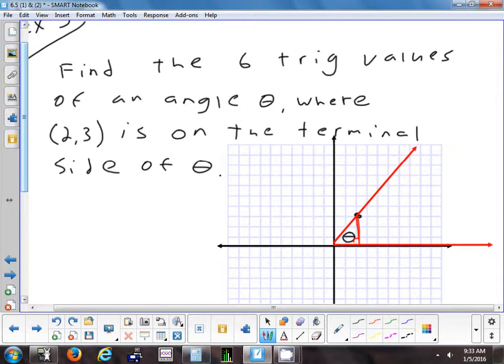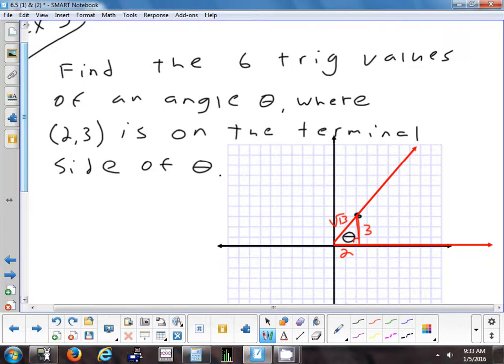How long is the bottom side of that triangle? 2. Okay, I know it's 2. And what about the height? 3. And how would I get the hypotenuse? Pythagorean Theorem. 3 squared is 9. 2 squared is 4. What's 9 plus 4? 13. So this side is the square root of 13.